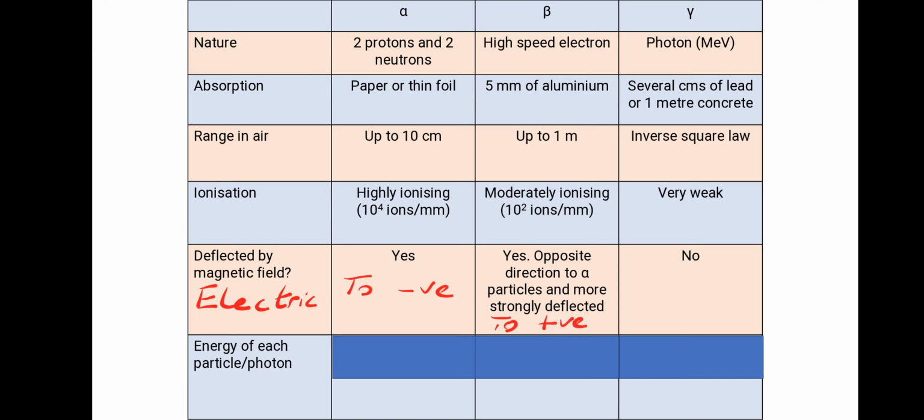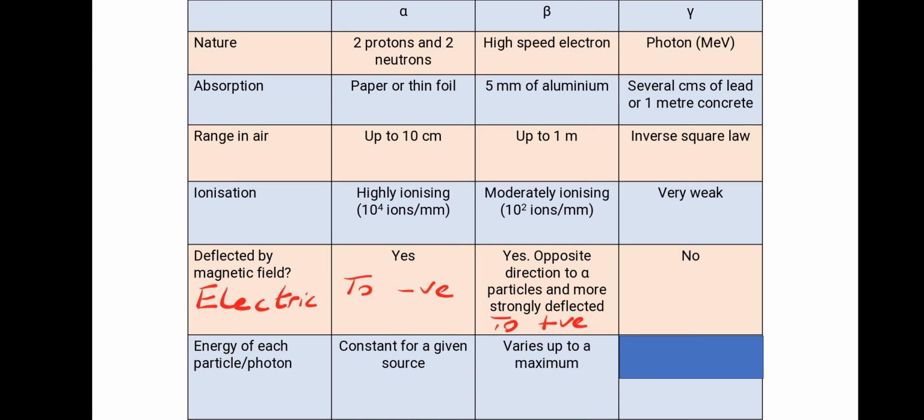How about the energy of each particle or photon? Alpha, remember, is constant for a given source. Beta will give a range of kinetic energies, and the explanation was given earlier. Gamma is also constant for a given source. So quite a lot of information to learn. Hopefully you've got some concise notes that you can use, and try to remember all this information and to learn it.